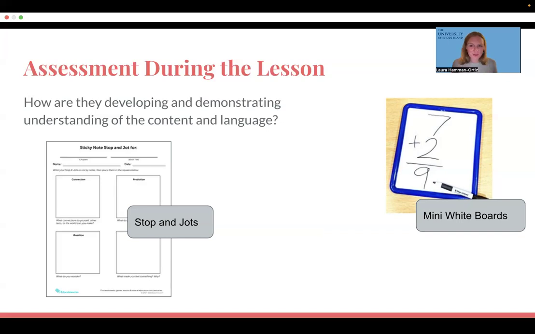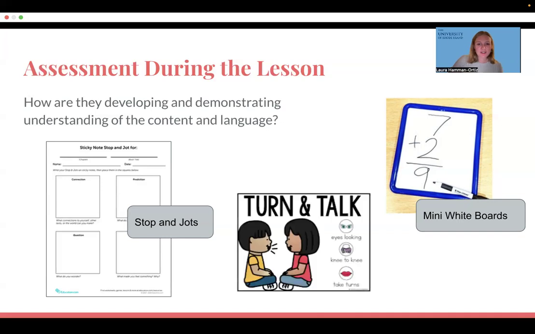And you can use them for all sorts of things, for language related questions, for math, for any sort of question where you want a quick student response. And students love using whiteboard markers, dry erase markers. So it's one way to quickly get some feedback from all of your students.